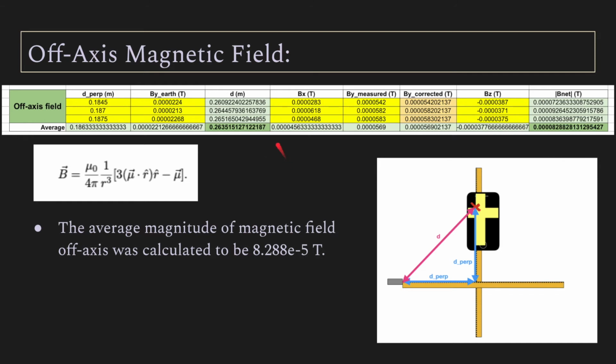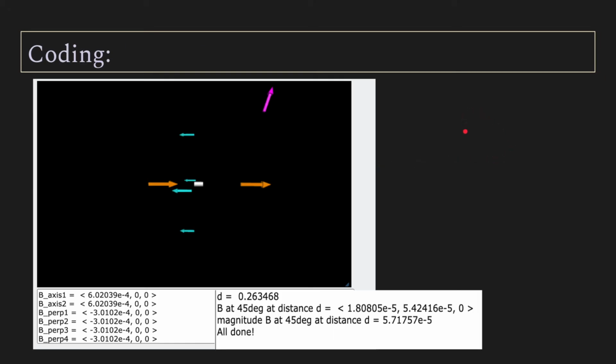The off-axis magnetic field is based off of this equation. Calculating all of that, the average magnitude of magnetic field off-axis was calculated to be 8.288 times 10 to the negative 5th teslas. The coding.